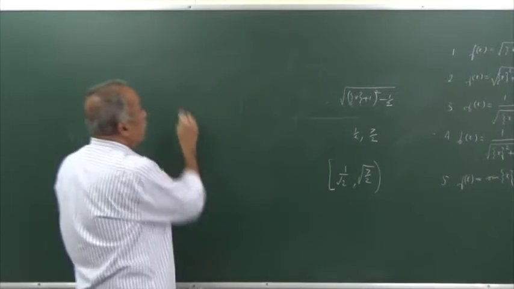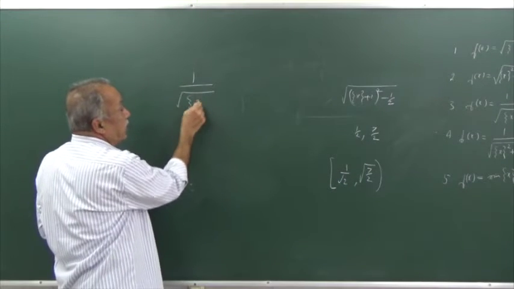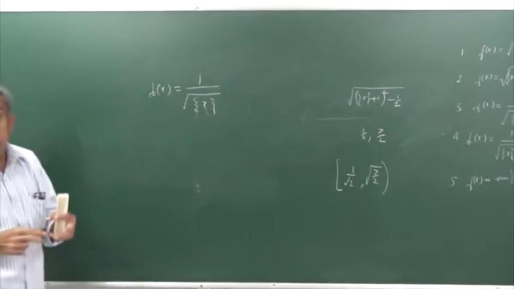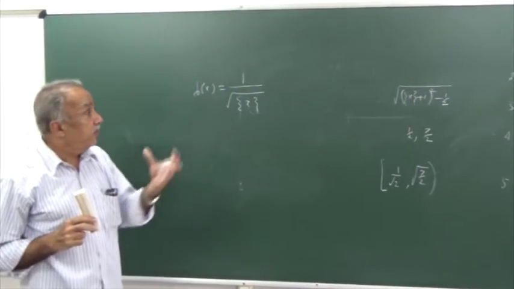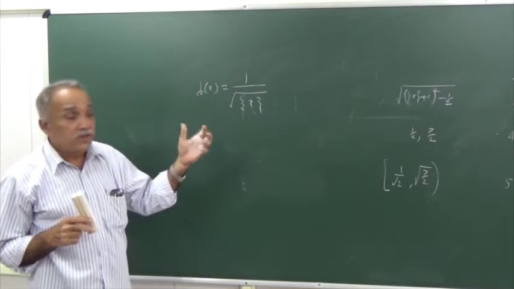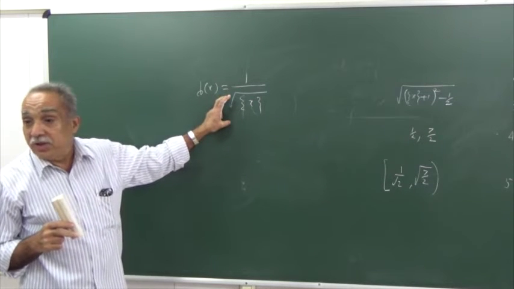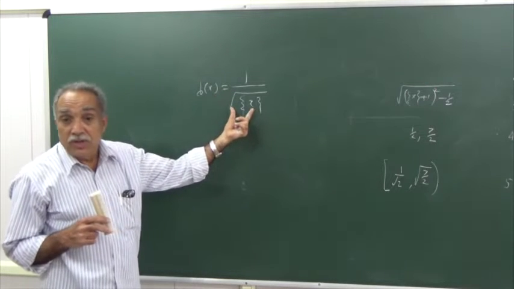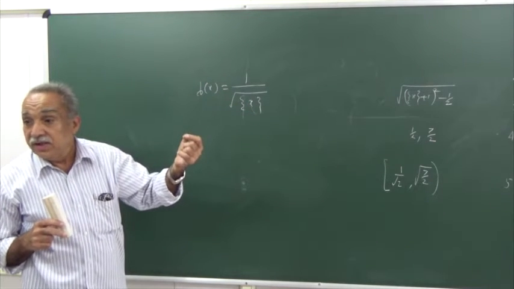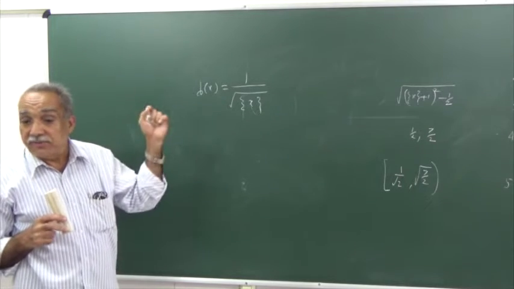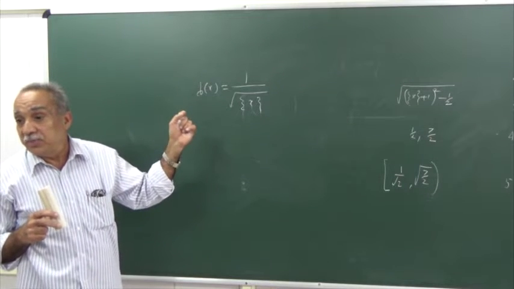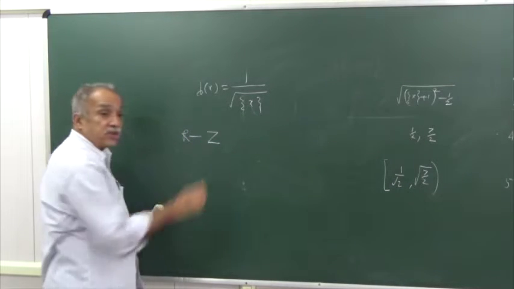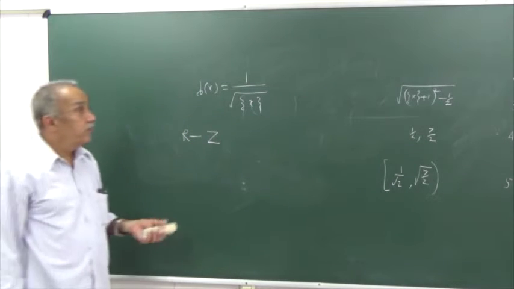Next function, reciprocal of square root of fractional part x. The only catch where the function may remain undefined is the point where the denominator equals 0. Denominator equals 0 when fractional part equals 0. Fractional part is 0 when x is an integer. So the only points where the function remains undefined are integer points. Domain will be the set of all real numbers with integers removed. Okay. What about range?